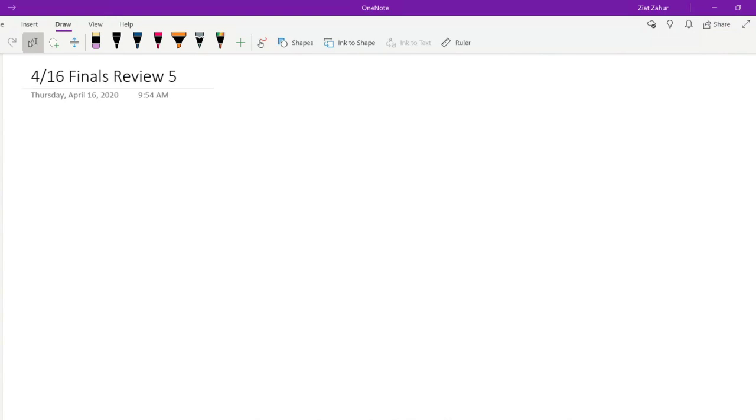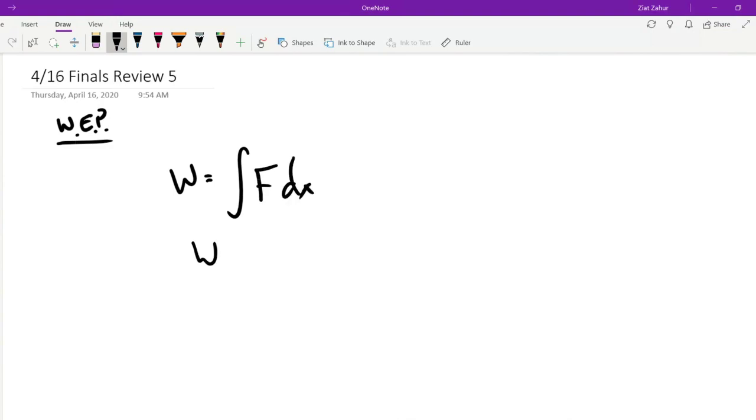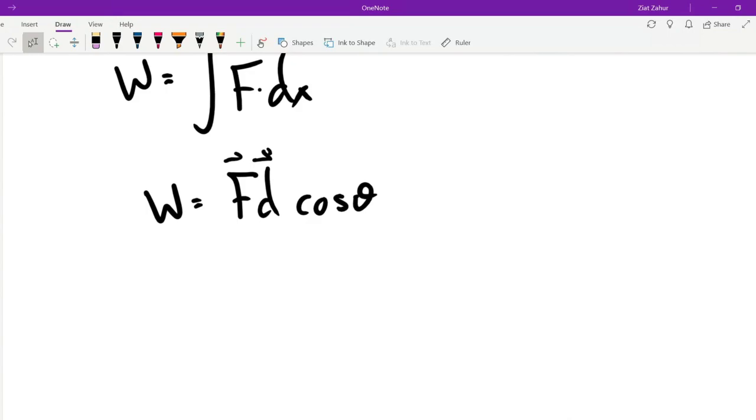All right, so let's go and title our notes: Work, Energy, Power, WEP. Recall that work is the integral of F dx. We can write it as F dot d, or F d cosine theta, where the force and the displacement are vectors, and we have to make sure that they are in the same axis.